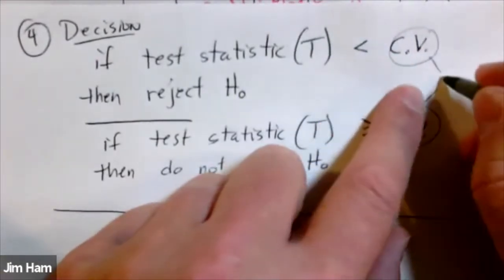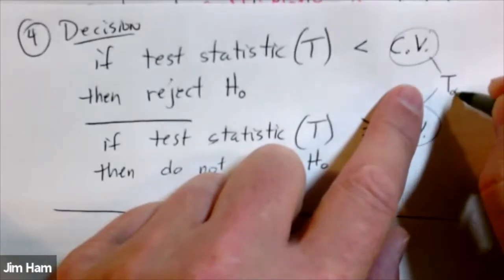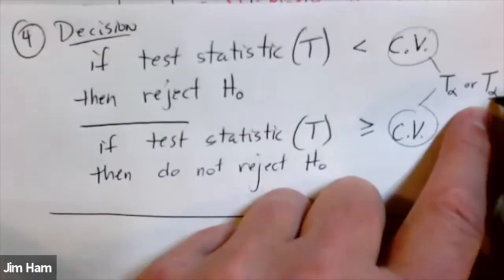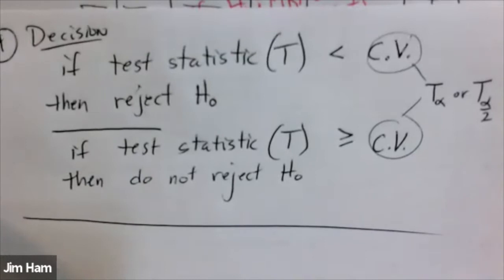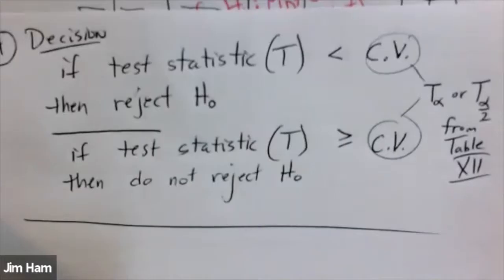Now, the critical value is going to be this t of alpha, or if it's a two-tailed test, t of alpha over 2. So if you see this notation of t of alpha or t of alpha over 2, they're really talking about the critical value that you get from table 12.